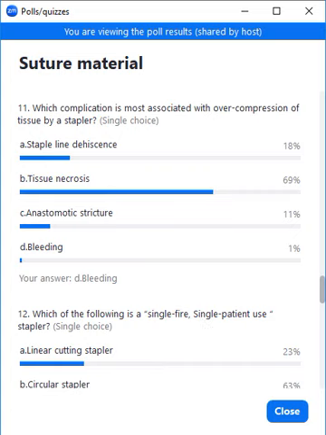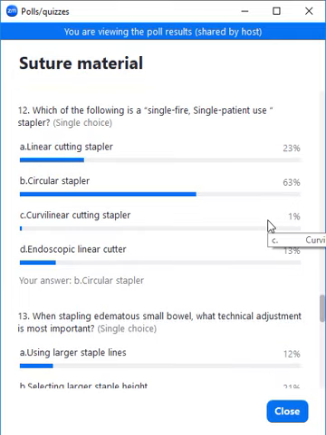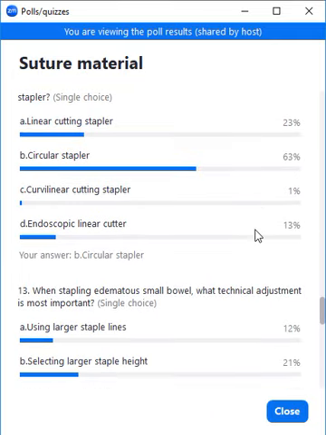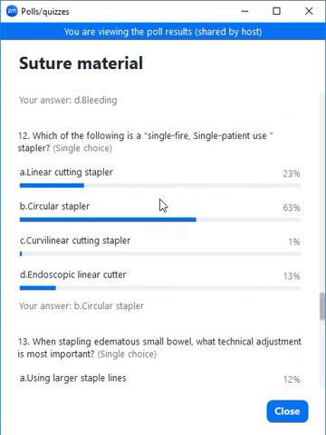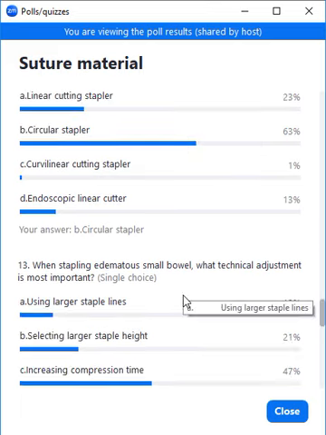Question 12. Which of the following is a single fire, single patient use stapler? Option A, linear cutting stapler. B, circular stapler. C, curvilinear cutting stapler. Option D, endoscopic linear cutter. Correct answer is option B, circular stapler. This is single fire, single patient use. Cannot be reused. 63% students gave the correct answer.